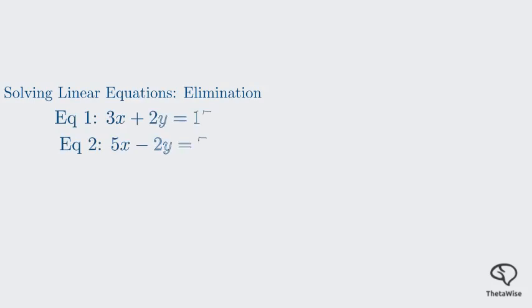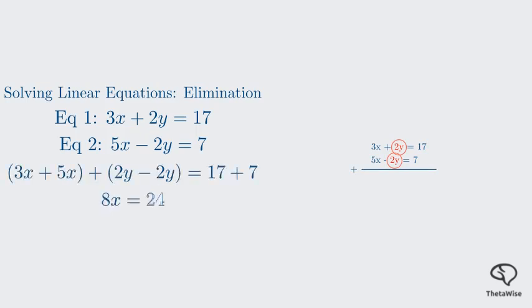Consider these two equations from an IGCSE paper. 3x plus 2y equals 17 and 5x minus 2y equals 7. Notice something special about these two equations. The coefficients of y are opposites, plus 2 and minus 2. If we add these two equations together, the y terms will cancel out completely. Adding them up, 3x plus 5x gives 8x, 2y plus negative 2y is 0, and 17 plus 7 is 24.